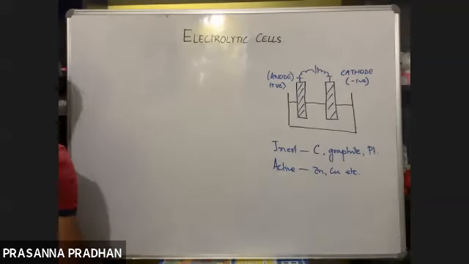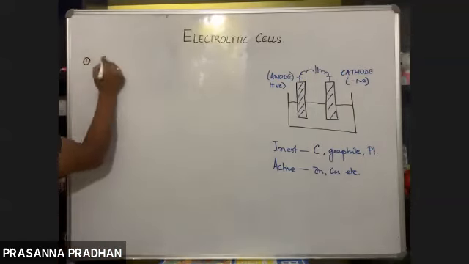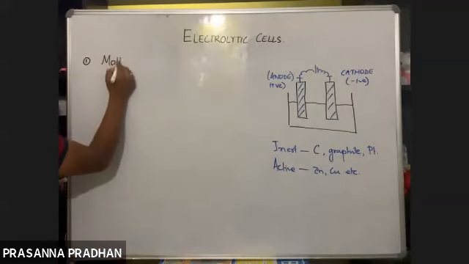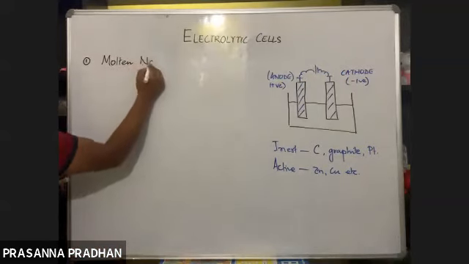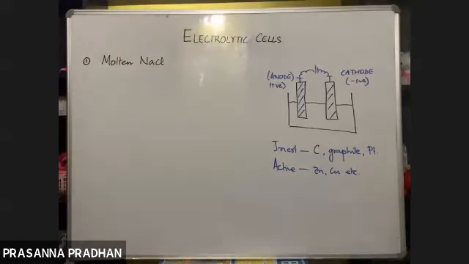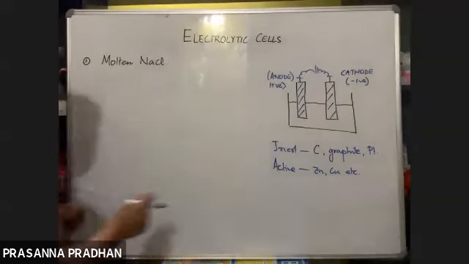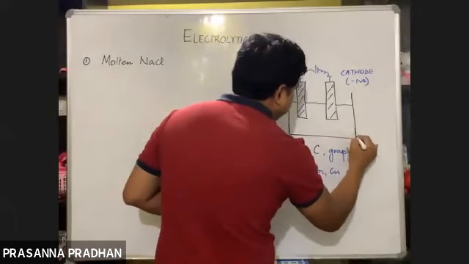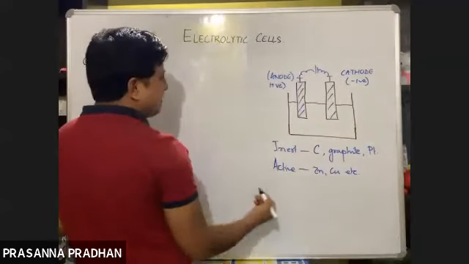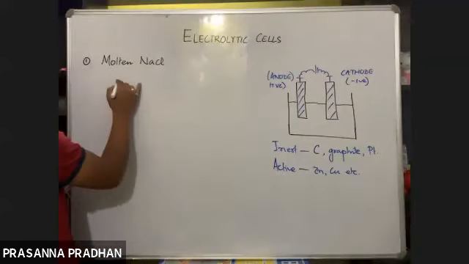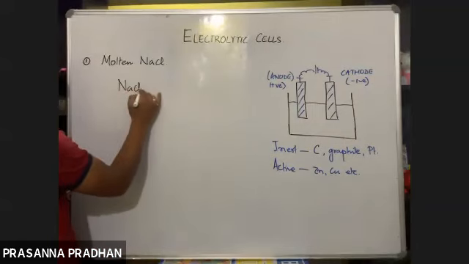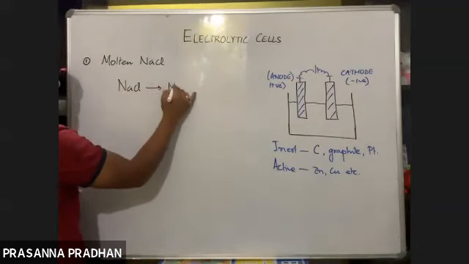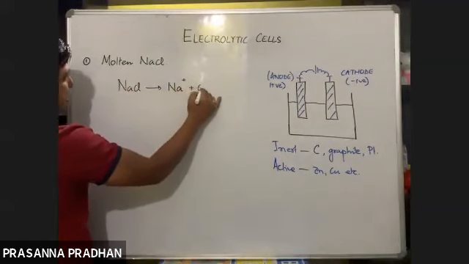Let us first discuss the electrolysis of molten sodium chloride. Molten sodium chloride, not aqueous. If I take molten sodium chloride and pass electric current, which ions will be formed? Sodium chloride on dissociation will produce sodium ion and chloride ion.